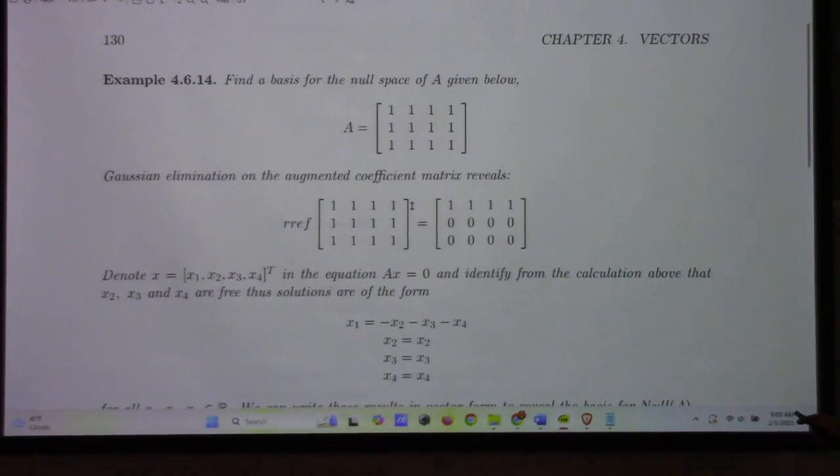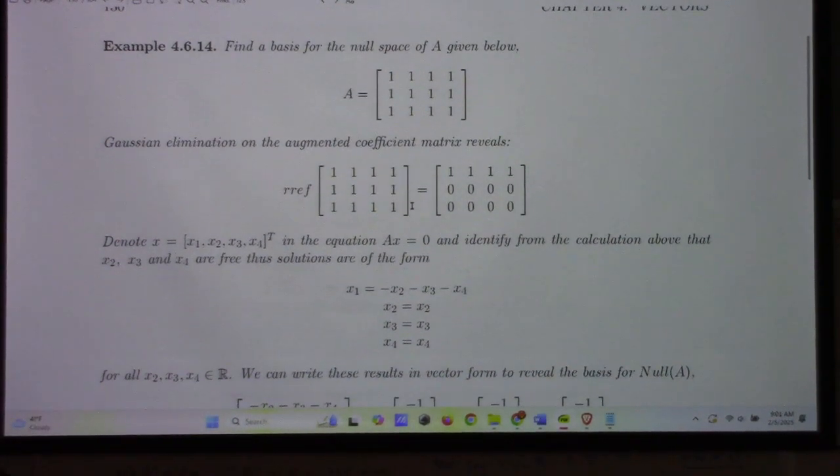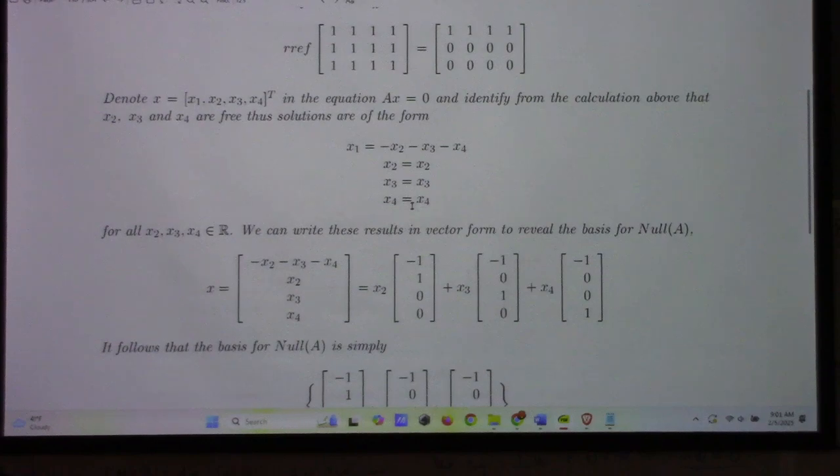Very good. So notice that if we solve for x1, this means that x1 is equal to minus x2, minus x3, minus x4. The free parameters here are x2, x3, and x4. So if I have Ax equals 0, that means I can write x like this, right? And this is the basis for the null space. You can easily see that every one of these vectors is perpendicular to the 1 1 1 1 vector.